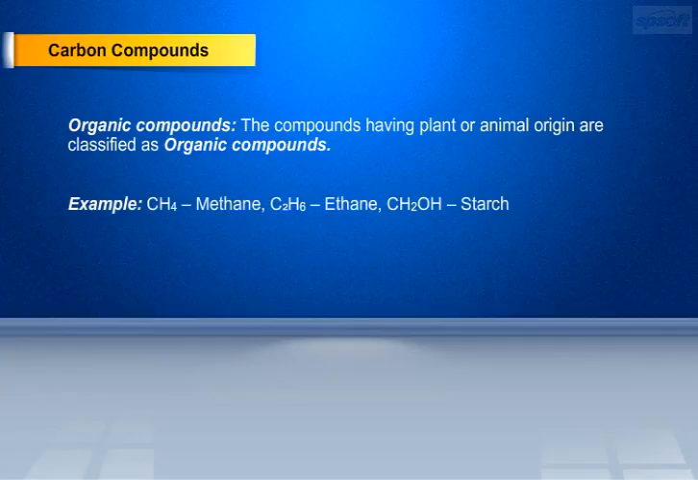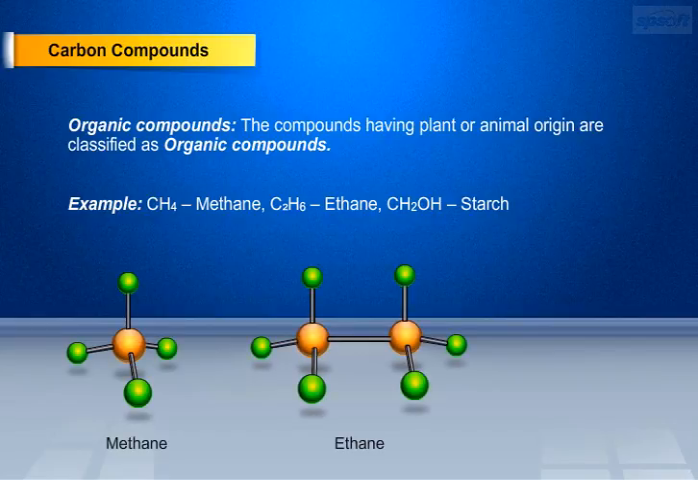Example, CH4, which is methane, C2H6, which is ethane, C6H10O5 (n), which is starch. Here, methane and ethane are of animal origin, whereas starch is of plant origin.